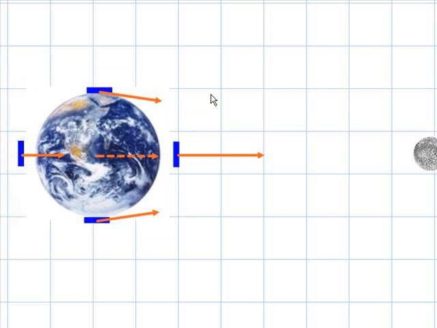And we can already see that now we have tidal bulges on the side closest to the Moon and furthest from the Moon, because we have less force here than we have in the middle of the Earth, and more force here than we have in the middle of the Earth. So that's basically the explanation for tides.